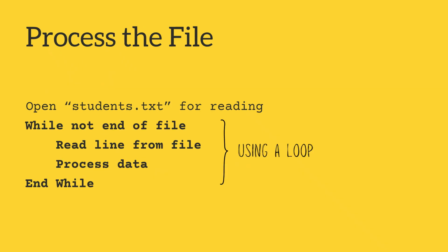Now, once the file is open, then we can start working with it, usually one line or one record at a time. And this is where we use a loop. So think of a file as a list of records, and the loop goes through each record until it reaches the end. So in pseudocode, it might look something like this. While not end of file, read line from file, process data, and then end while. We'll explore what process data means in a minute, but this is your loop.